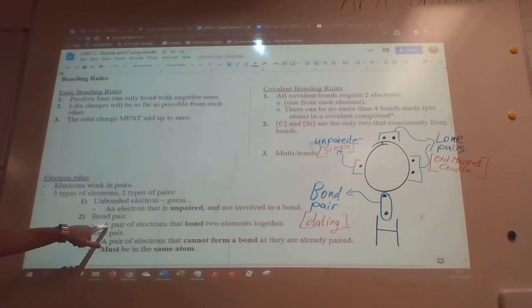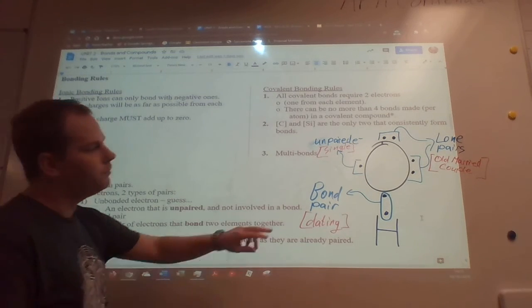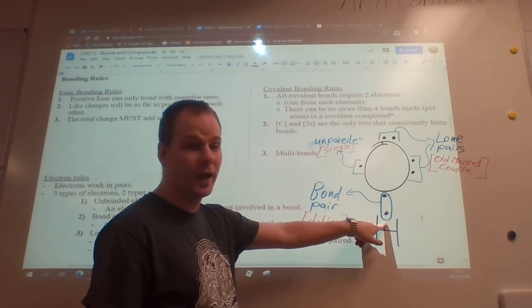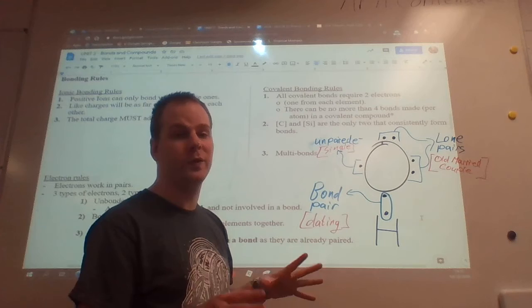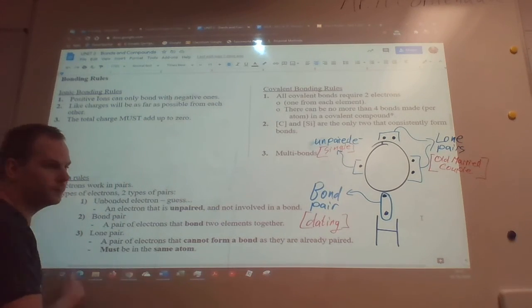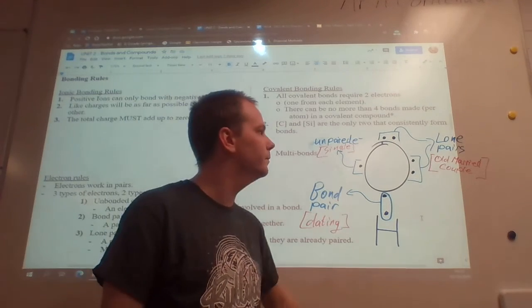One thing I want you to add here on bond pair: they must come from different atoms. In a bond pair, each electron must come from a different atom. Here one came from the oxygen and one came from the hydrogen. So remember that they have to come from different atoms, while in a lone pair, they must be in the same atom.